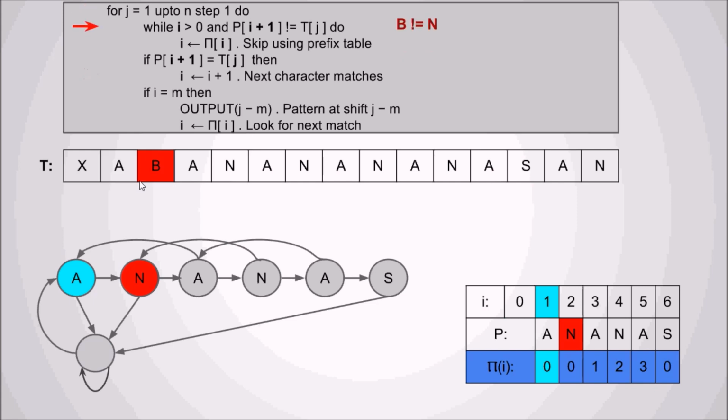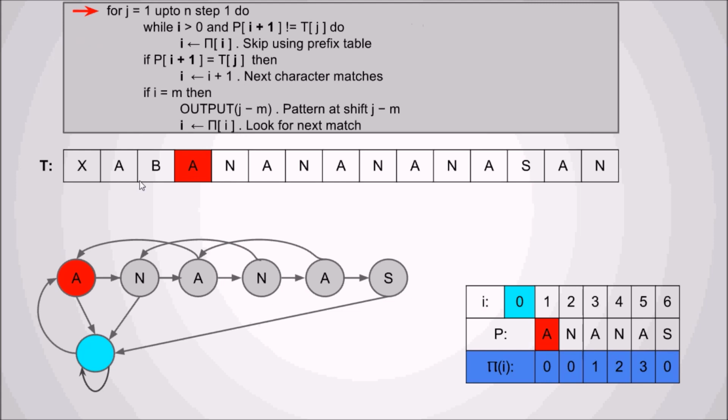Next, B is not equal to N. We go back into the substring, to the position indicated by the current value of the prefix table. You can check the table on the right side of the slide. I is now 0. We get out of the loop, and because A is not equal to B, we only advance our position in the text.